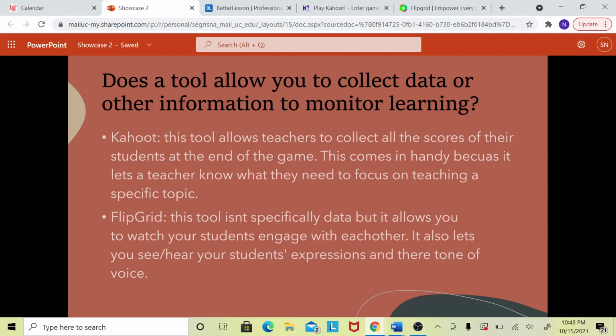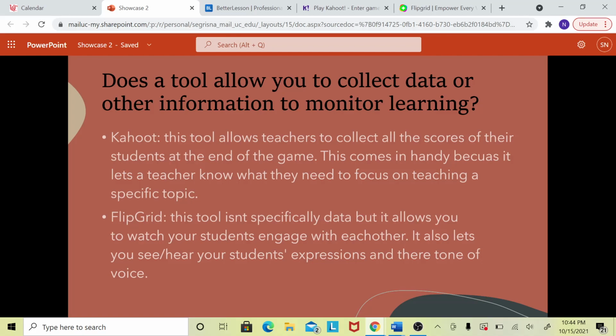Next question is, does a tool allow you to collect data or other information to monitor learning? Kahoot and Flipgrid do. Kahoot does a little bit more than Flipgrid, but I'll get into that. This tool allows teachers to collect all the scores of their students at the end of the game. This comes in handy because it lets a teacher know that they need to focus on teaching a specific topic, or if one student is struggling with the whole topic of the Kahoot, then the teacher can talk on that with them one-on-one.